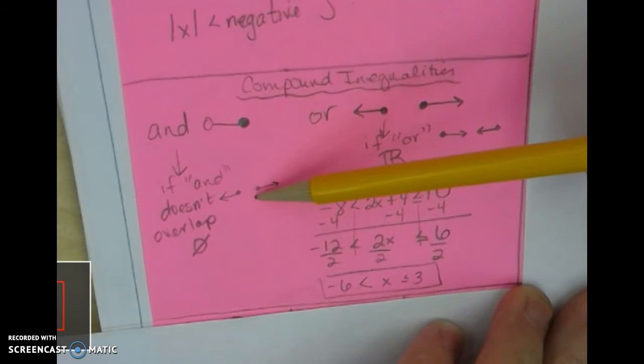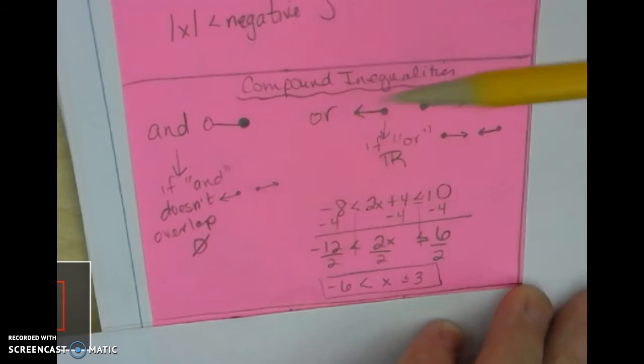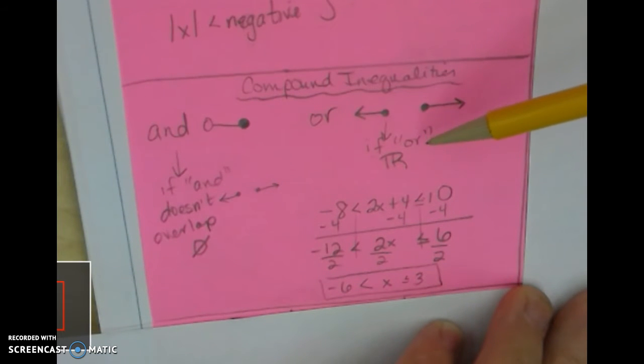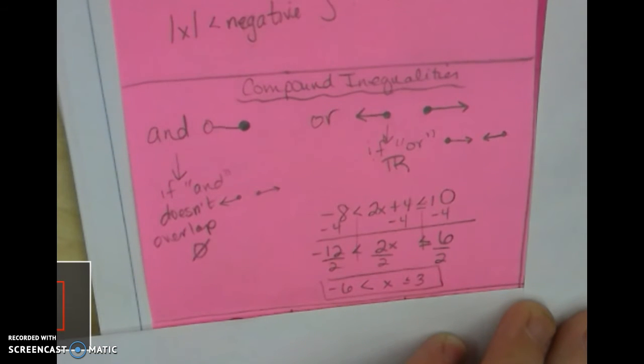If you have an and that doesn't overlap and goes opposite ways, then that's a no solution, because and problems are where they overlap. A compound inequality is an or problem, so it goes one way or the other. If you have an or problem that faces each other, they're going to overlap forever, so that's all reals. Remember, when you have and or problems, you do one problem at a time, covering up the other one.